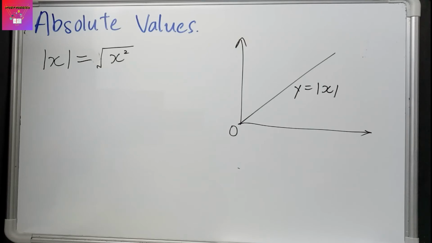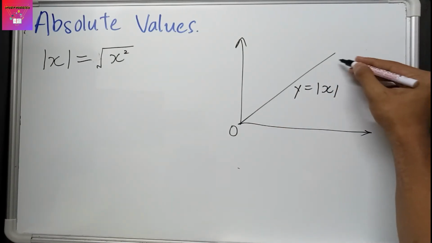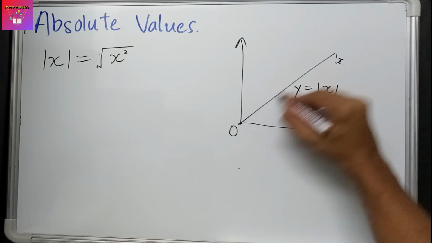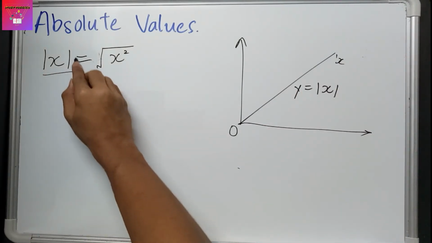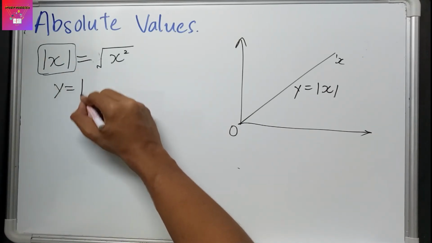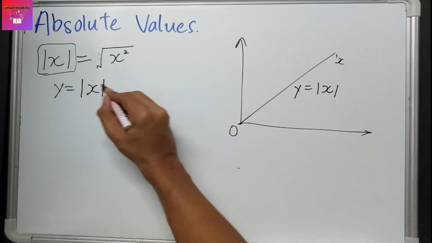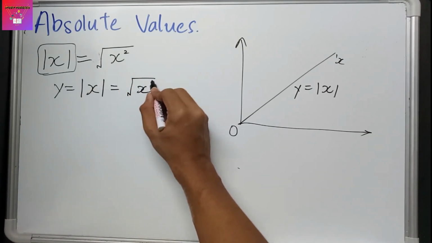Basically, how do we define absolute values is that they are defined as the real number distance from 0 to x. So let's assume that this is x. Okay, so this is what absolute values mean. Absolute values are usually denoted in the form of modulus x. That's why we write an equation of y equals modulus x, and modulus x is actually equal to the square root of x squared.